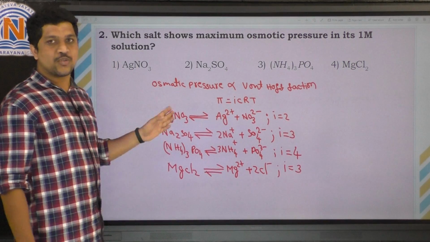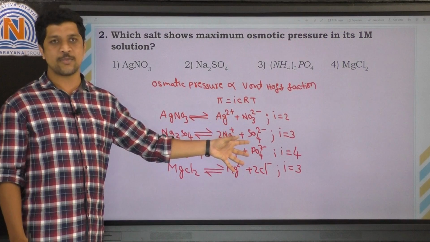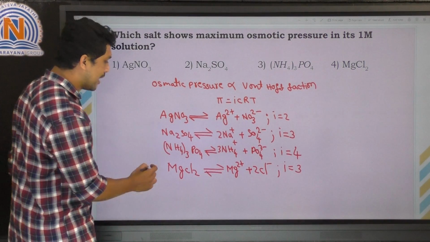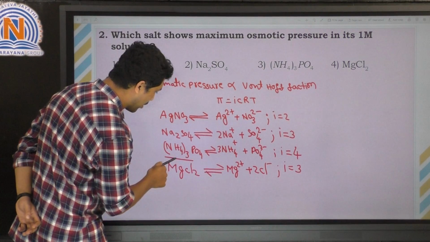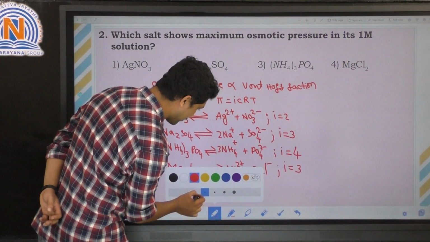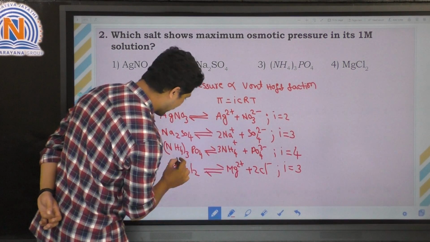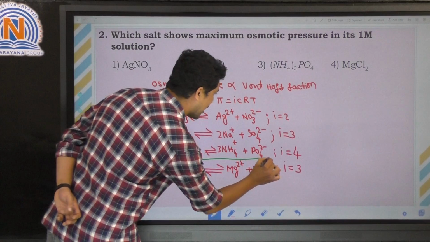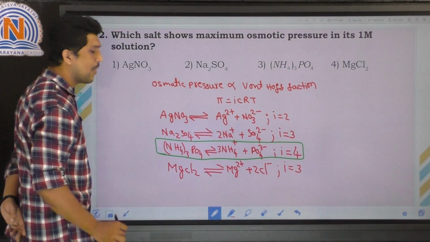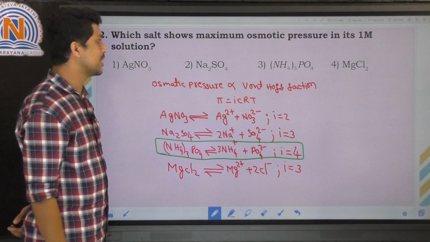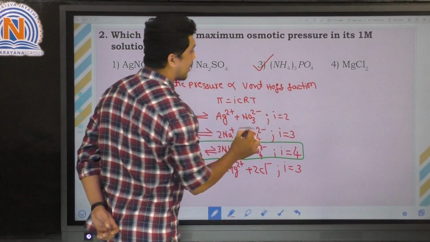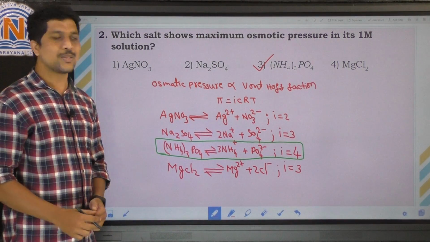So among these 4 salts, which one has the highest van't Hoff factor has the maximum osmotic pressure. If you see (NH4)3PO4, it has the maximum van't Hoff factor, so it has the maximum osmotic pressure. So the correct option is the third option. Clear? Let's move on to the next question.